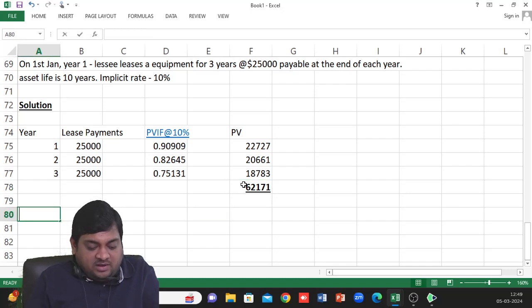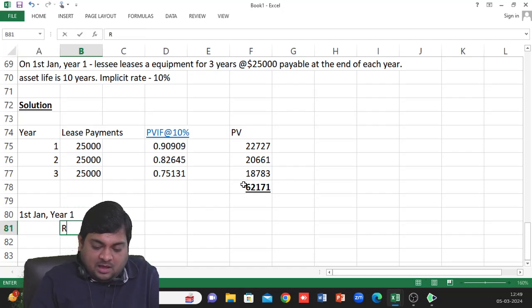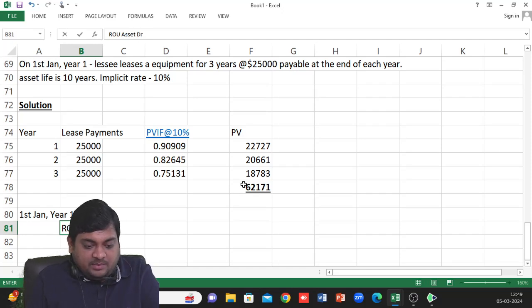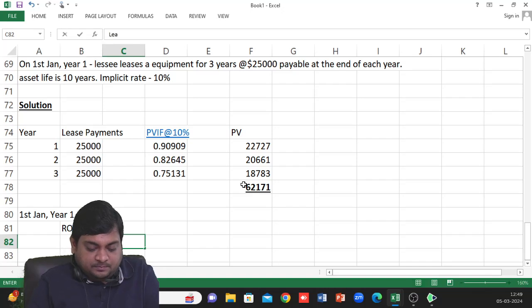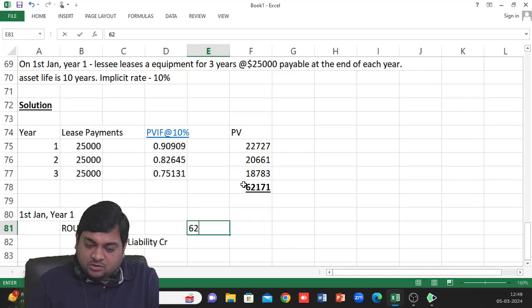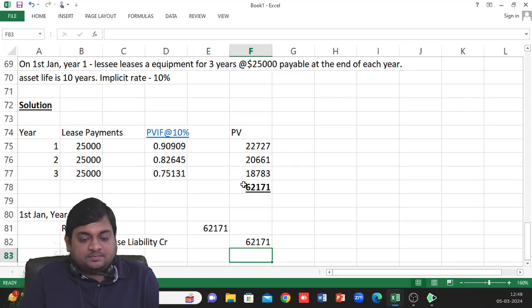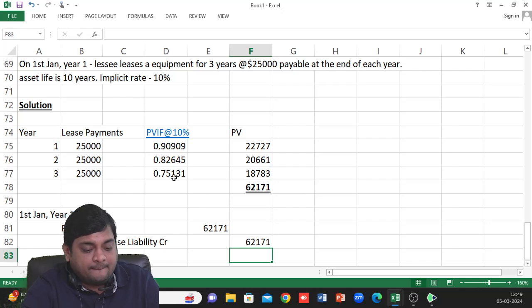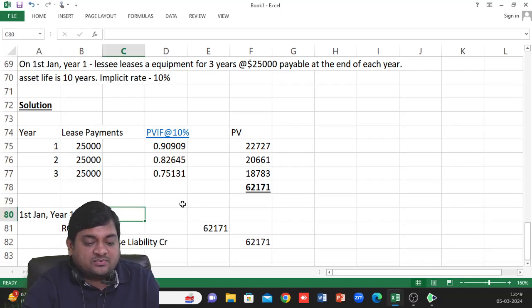So on 1st January, year 1, ROU asset debit, lease liability credit, 62,171. Right? Is it fine? Shall we move ahead?